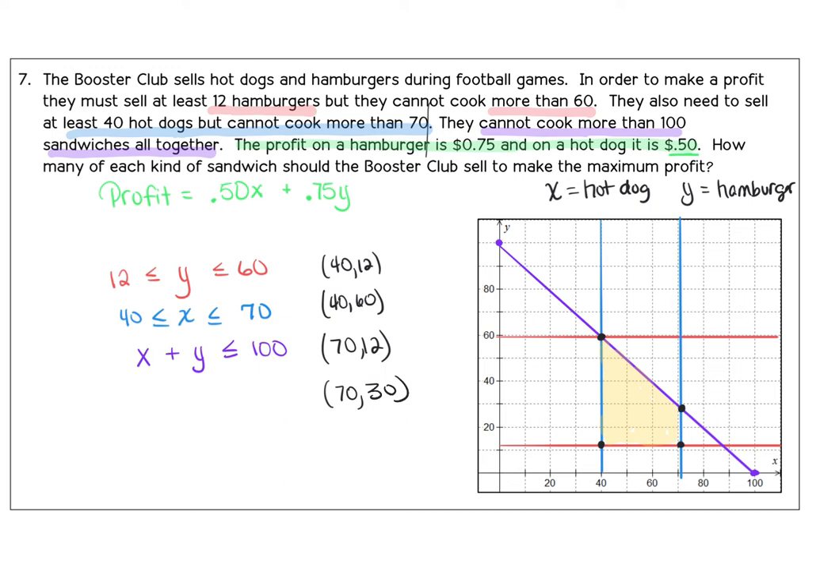So I'm going to plug it in. What happens when I do 0.50 times 40 plus 0.75 times 12? So go ahead and calculate those. What is my profit at each one of those? Plug them in and solve.